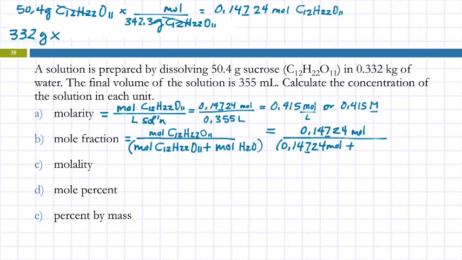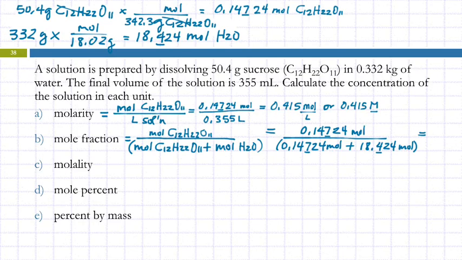So 332 grams, and the molar mass of water is 18.02 grams per mole. 18.424. That number should also have 3 sig figs, and I'm carrying 2 extras, moles of H2O. So I'm going to put that down here, 18.424 moles.